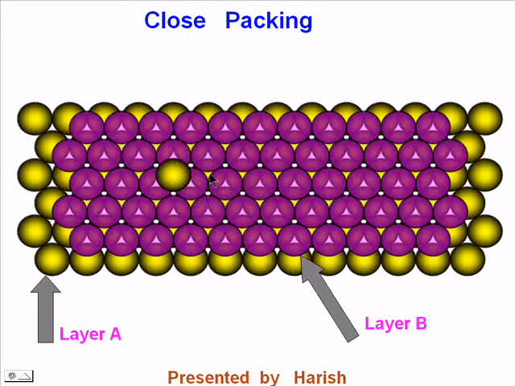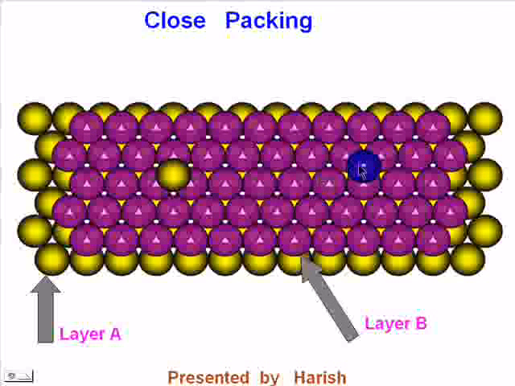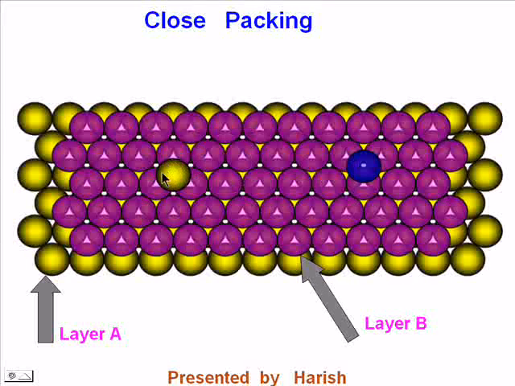So this is one depression, this is another depression, this is another depression. So I can place it over the depressions formed by the second layer now. Yes, this is one possibility, and this is another possibility that you can put it over here. What is the difference between these two? If you carefully observe, this is exactly above an atom which is in the layer A.